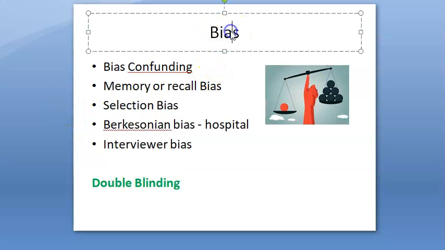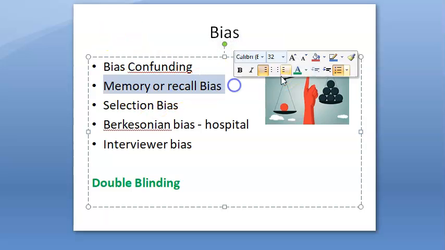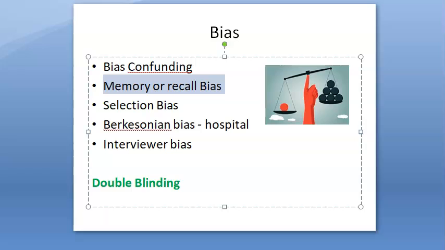Now coming to bias. There can be confounding bias, because the confounding factor can be associated with both the exposure and the outcome. So you will have to do matching, randomization, stratification, a lot of things to remove this confounding factor. Then memory or recall bias can be there, because this is retrospective. People have to recollect what they did. And selection bias can be there, where people select subjects in such a way that they can prove the hypothesis however they want.